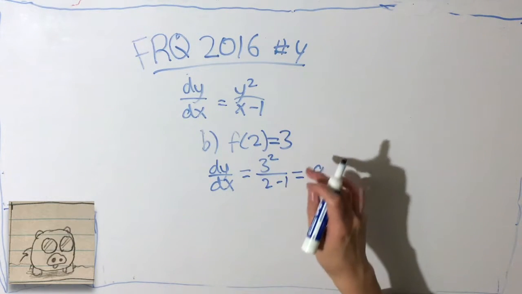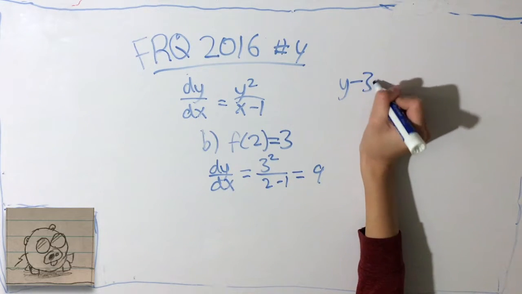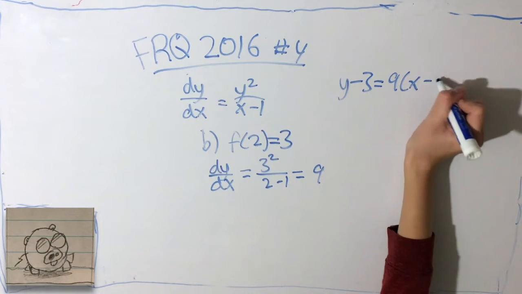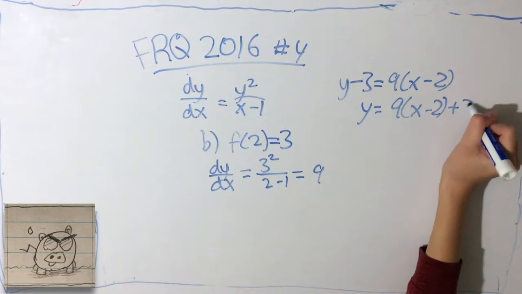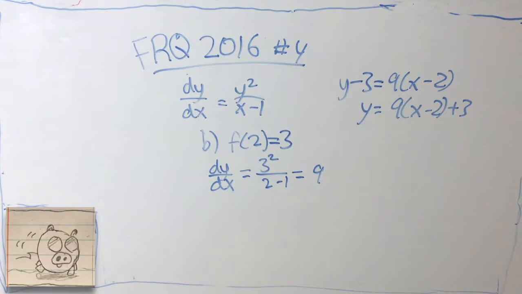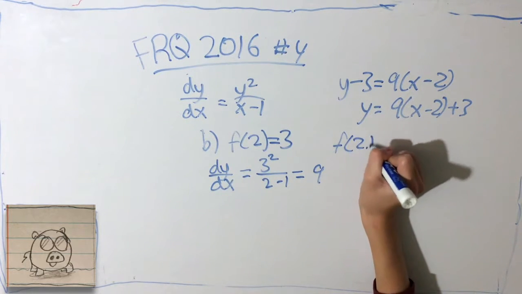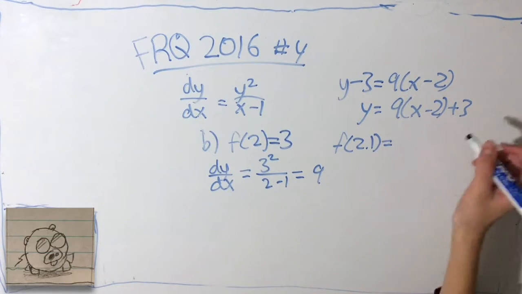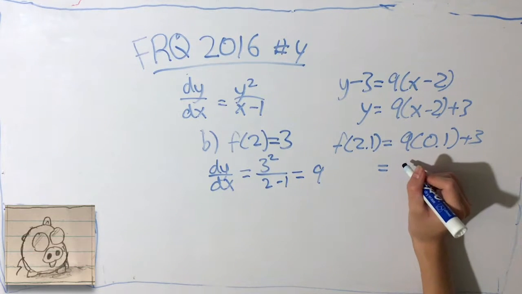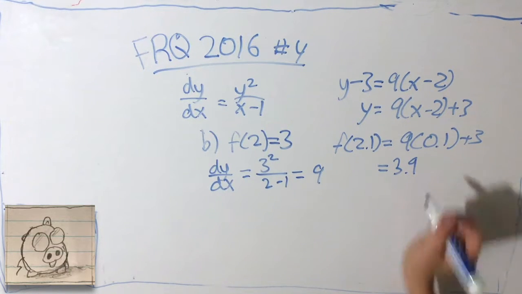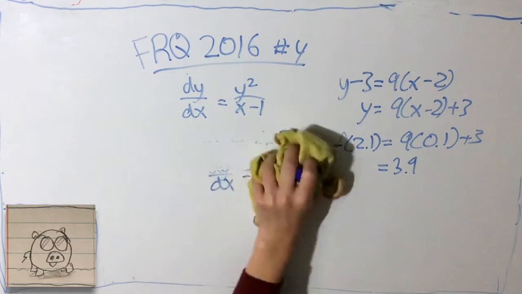With the point (2, 3) and our slope, we can deduce the equation of the linear approximation as y minus 3 is equal to 9 times (x minus 2), or y is equal to 9(x minus 2) plus 3. Then, since the second part asks for the approximate value of f of 2.1, given our linear approximation, we can just plug 2.1 into our equation, and that gets us 3.9. Just remember not to overthink it on these types of problems, and you'll be fine. Onwards.